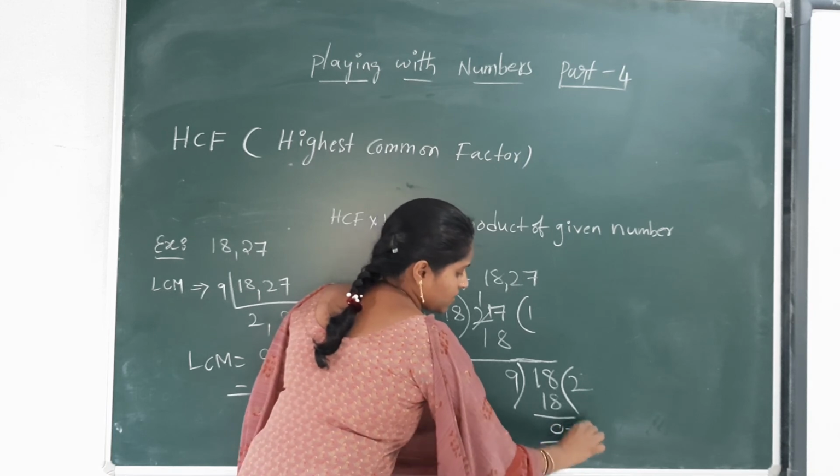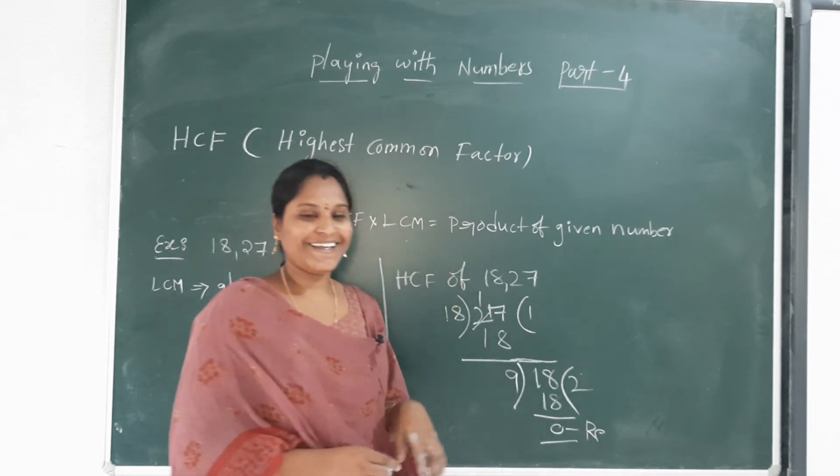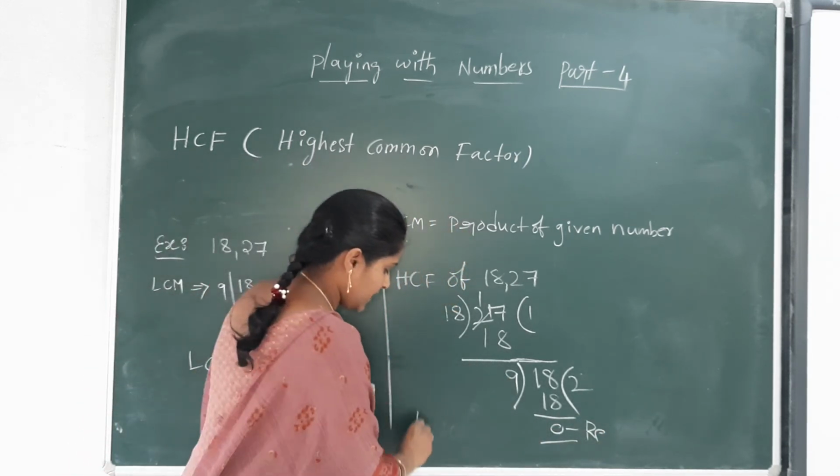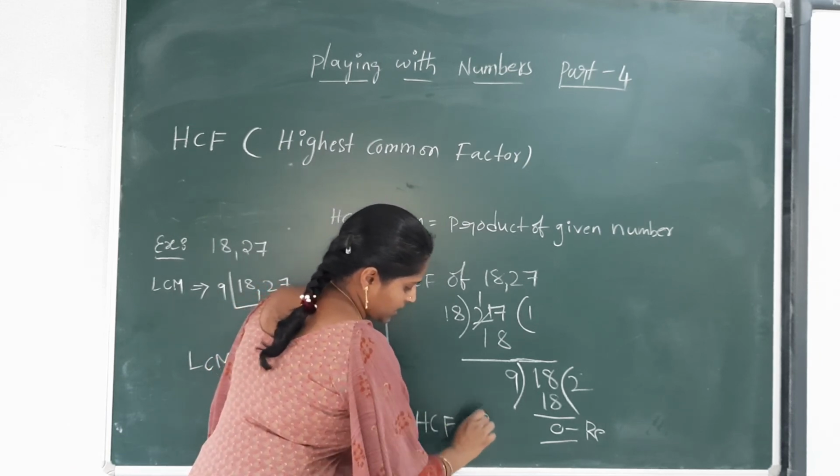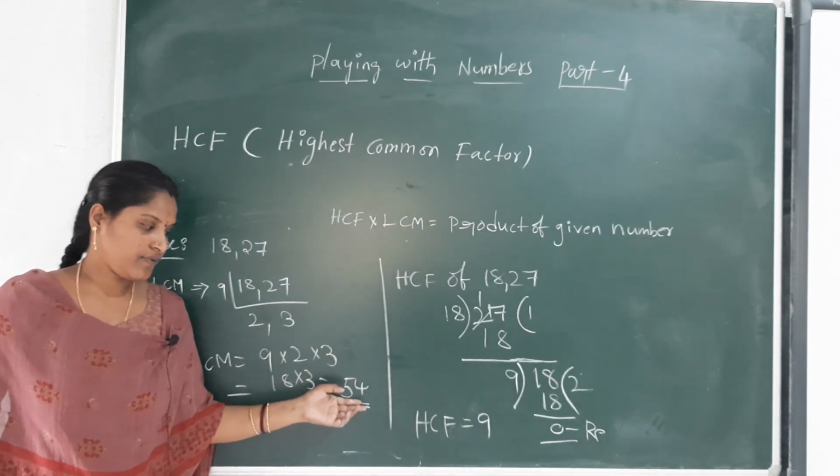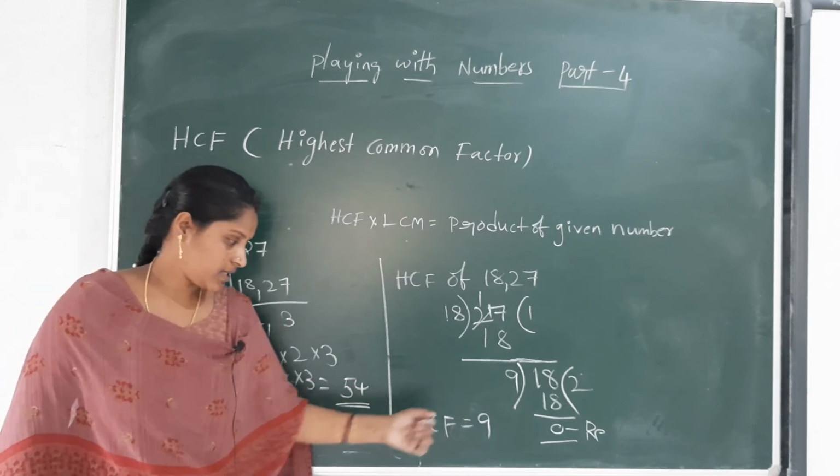We get the remainder as 0. Finally we get the HCF as 9. Here we get the LCM as 54 and the HCF as 9.